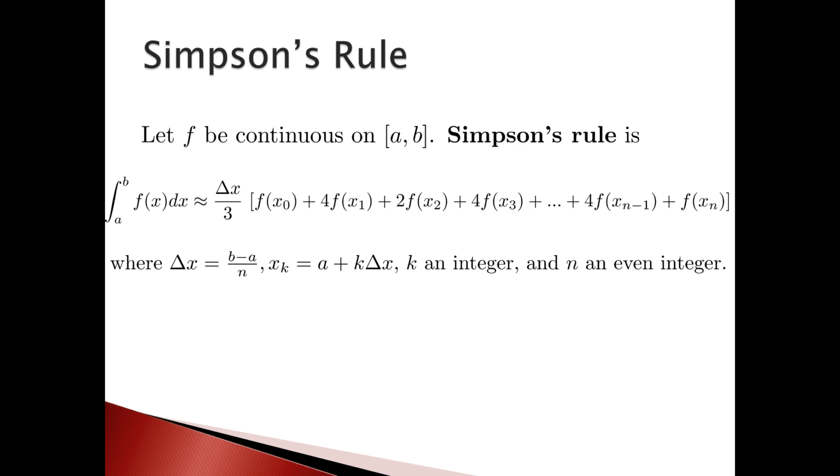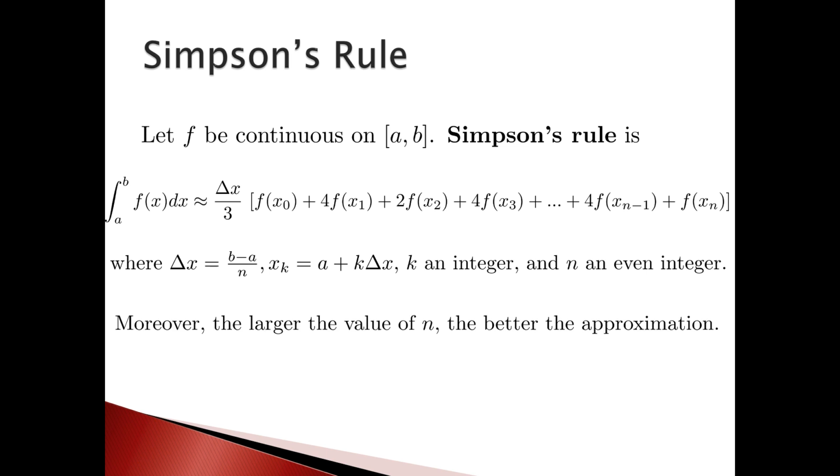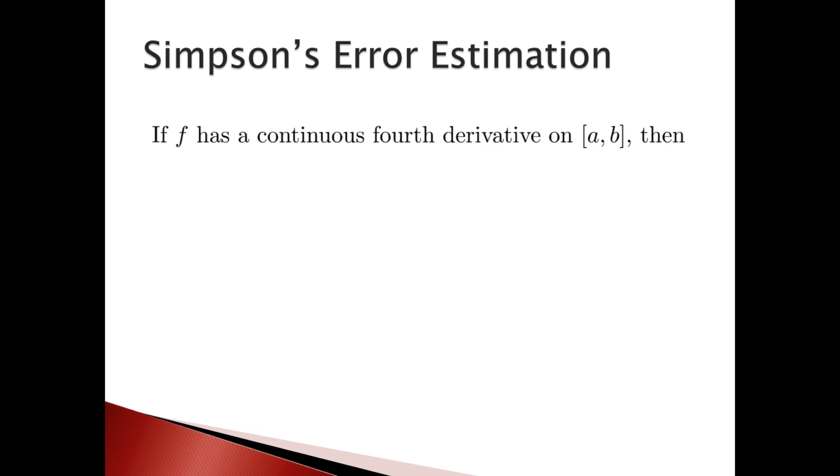And of course my width then will be b minus a over n, right, where n's how many subdivisions I have, and I'll always have to use an even number to make this fit, because I'm matching these parabolas that have to come in even pairs. There's also an error estimation for Simpson's rule.